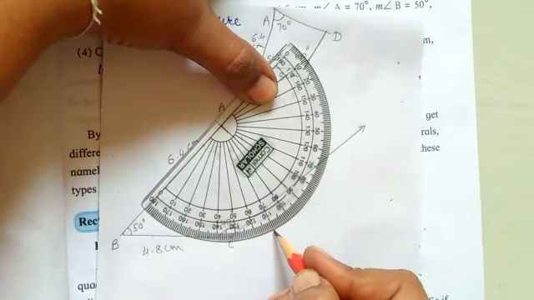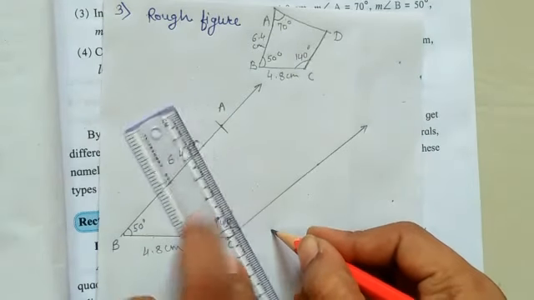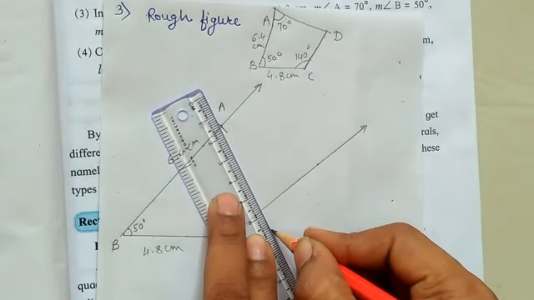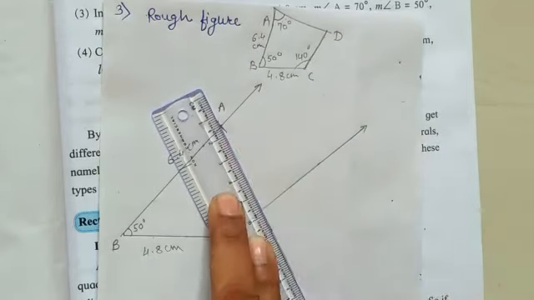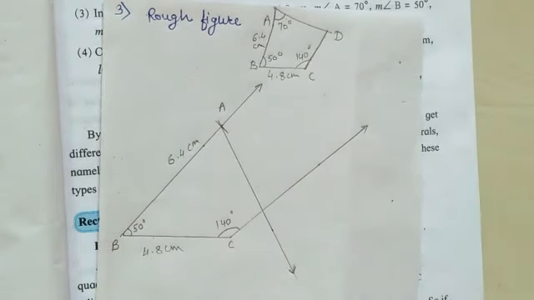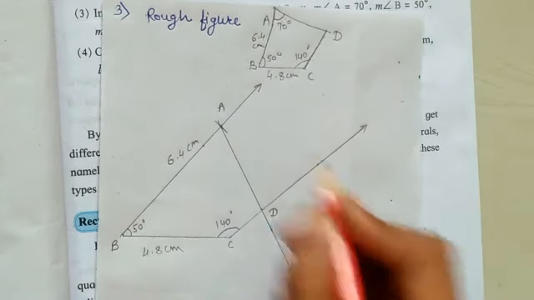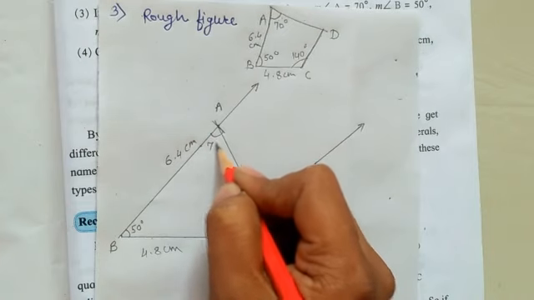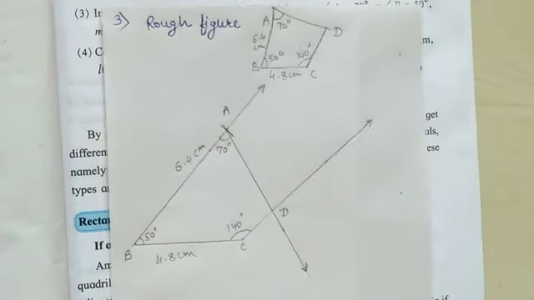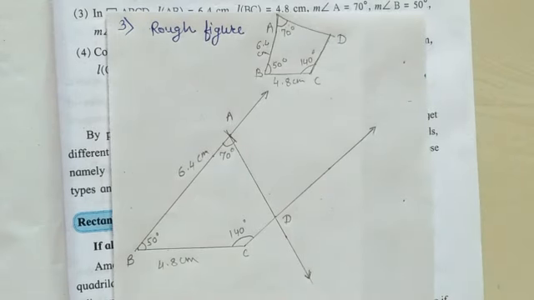So put the point, dark it, and join that point with the point A. Make the arrow. Now this one will be your point D, and this is the angle of 70 degree. Got it, students? That way you can draw the quadrilateral ABCD. If you want, you can take out the screenshot.